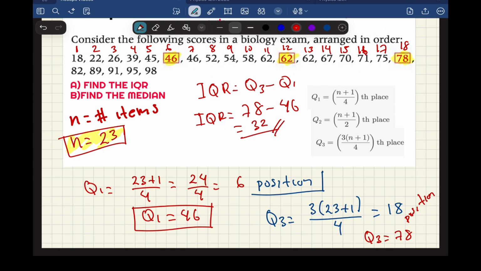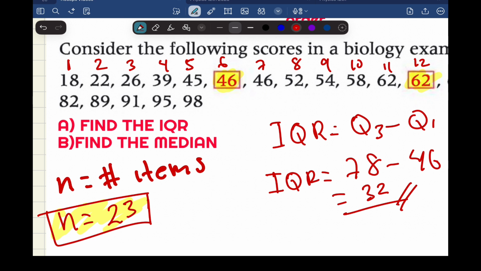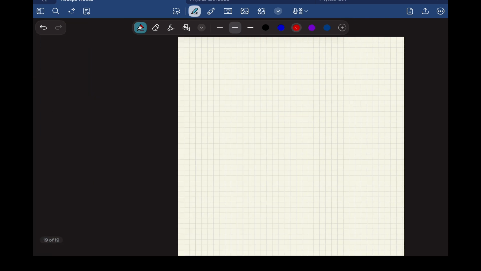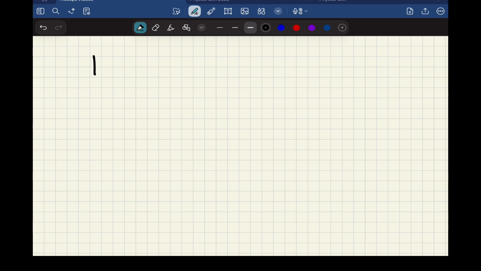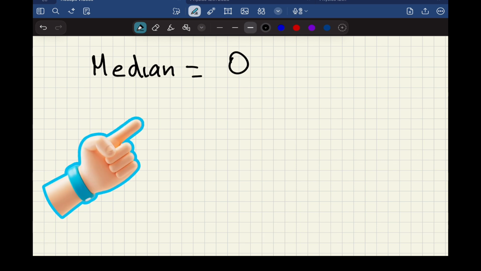But then something is missing, because here we had to find the median. Okay, this is super important. The median here, super big, median is the same as the quartile 2. Always Q2 is the median.